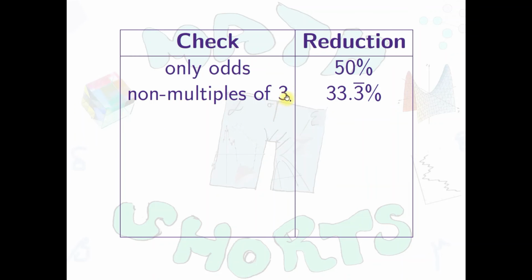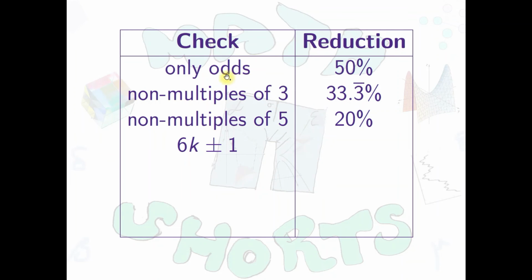Similarly, if I only looked at 3 and I said, okay, I know that 3 is prime, so let's look at everything that's not a multiple of 3. Well, that would only reduce things by 33%. If I only looked at things in terms of 5s, I know that 5, 10, 15, 20, that would reduce things by 20%.